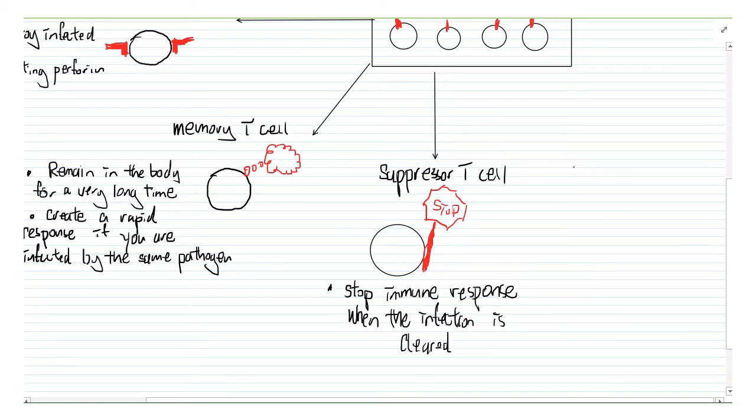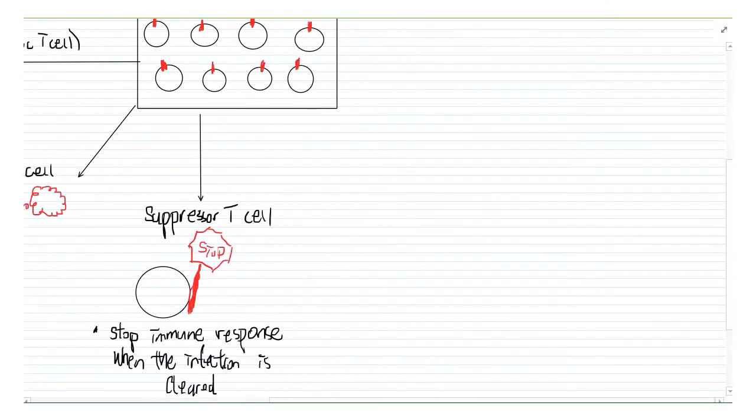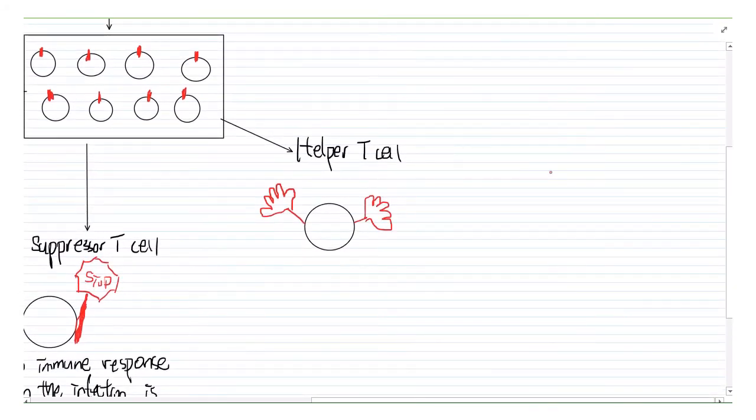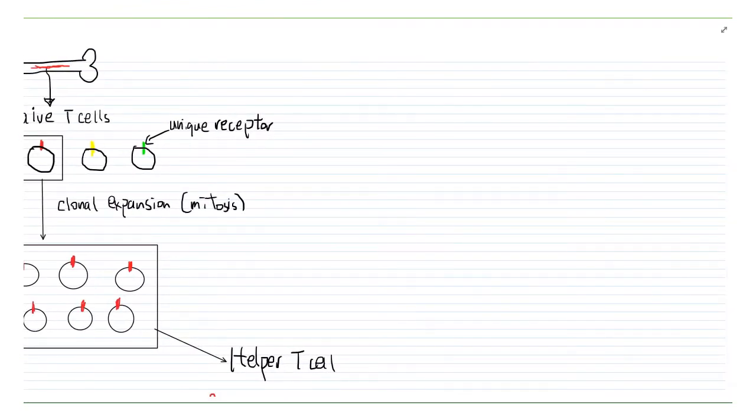Okay, and then there is another type of cell that the naive T cells can become, and it is called a helper T cell. Helper T cell. Okay, so helper T cell, I'm going to give it a helping hand. Okay, this is a hand. There we go. And what do helper T cells do? All right, so we're going to get to that in a second. But let's go back to our bone marrow here for a second.